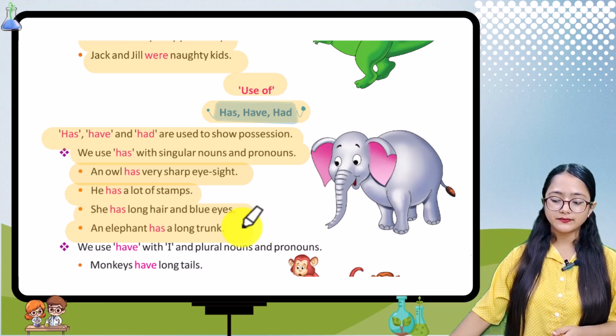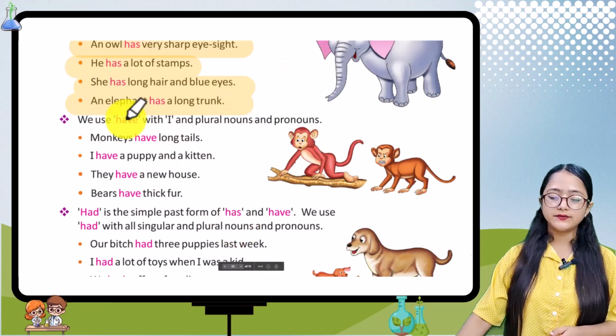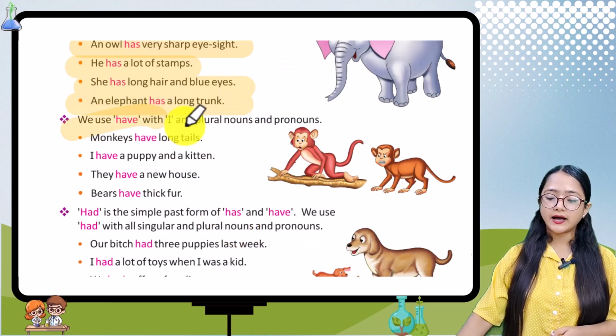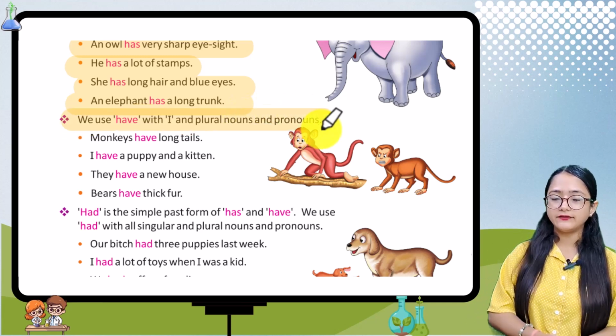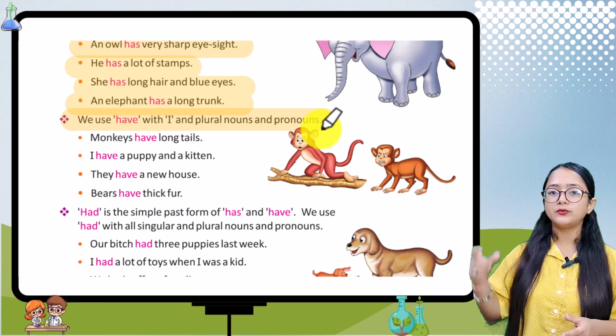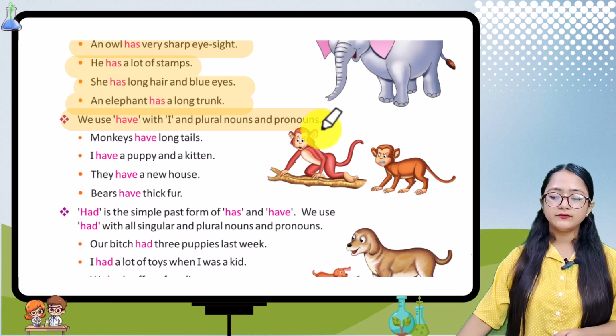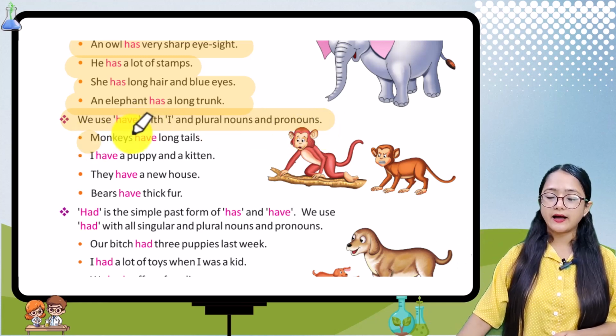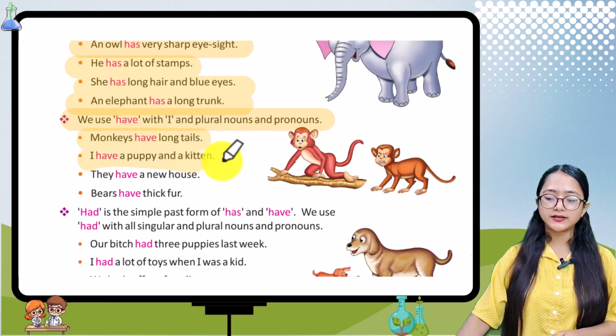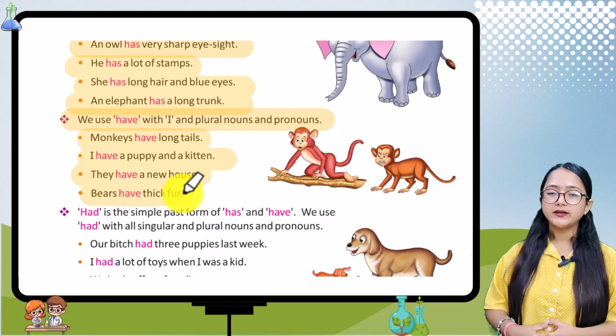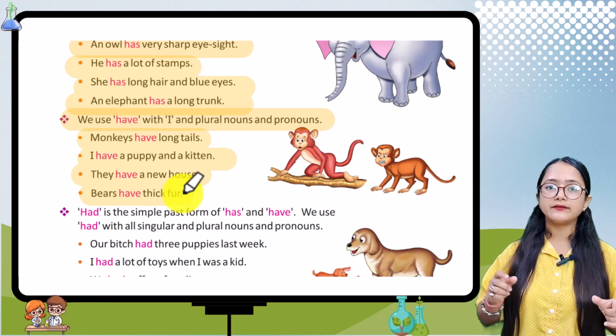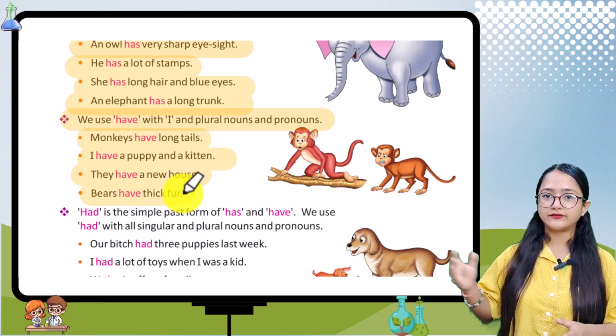Now next, we use have with I and plural nouns and pronouns. For example, monkeys have long tails. I have a puppy and a kitten. They have a new house. Bears have thick fur. So with the plural ones and with I, you have to use have, not has.